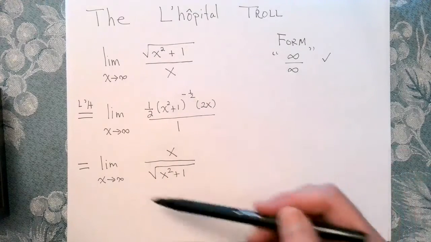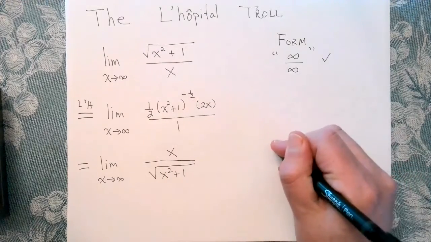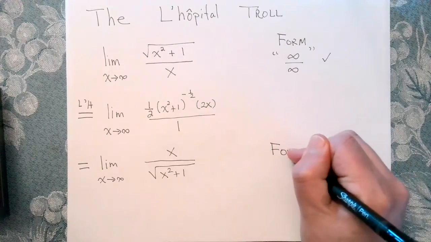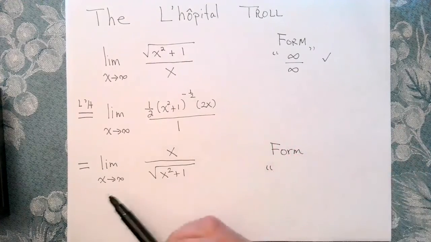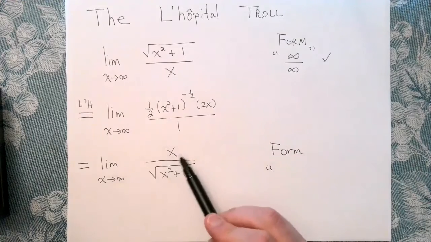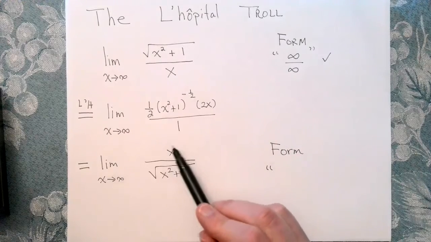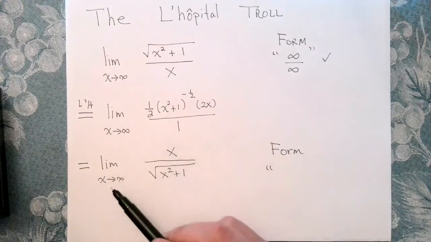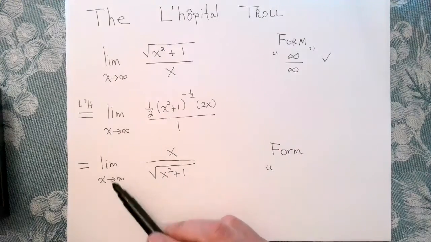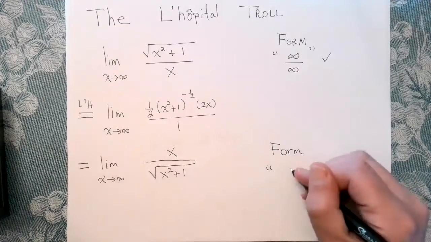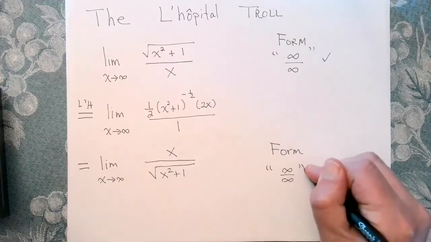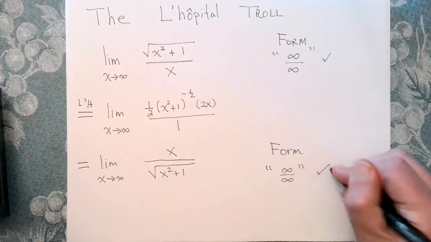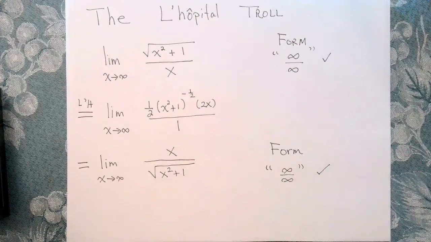So of course, now that this is cleaned up, I want to check the form. And as x gets large, this is increasing and unbounded, so this will go to infinity. And for the same reasons, as x gets large, this will go to infinity. So I have another infinity over infinity form. That means I'm allowed to use L'Hopital's rule. And so let's see what happens here.